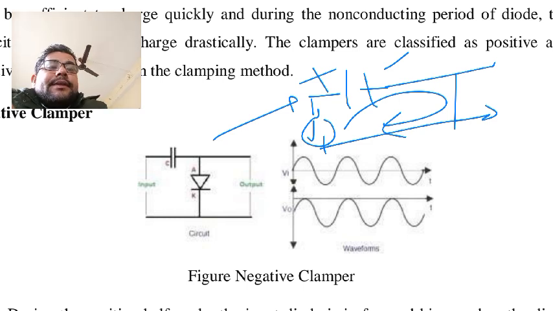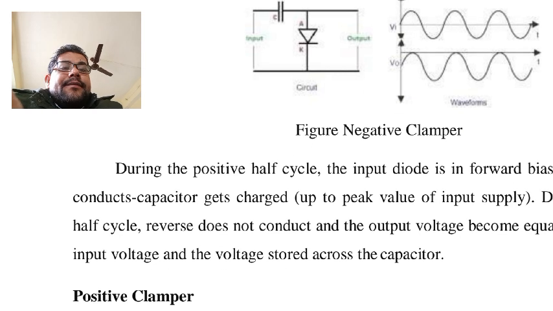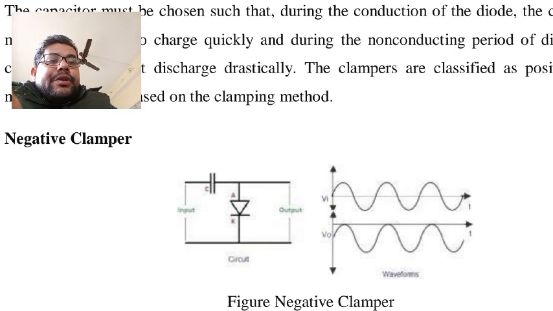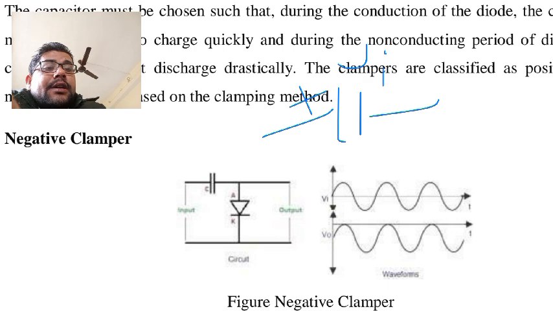During the negative half cycle, how will it look? During the negative half cycle, the diode becomes off. So this is the capacitor. During the positive half cycle, this capacitor has charged to VI, the input voltage.